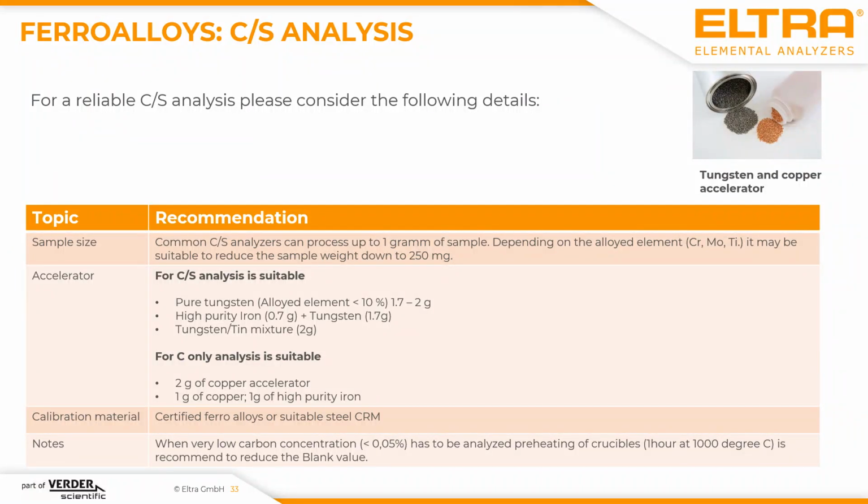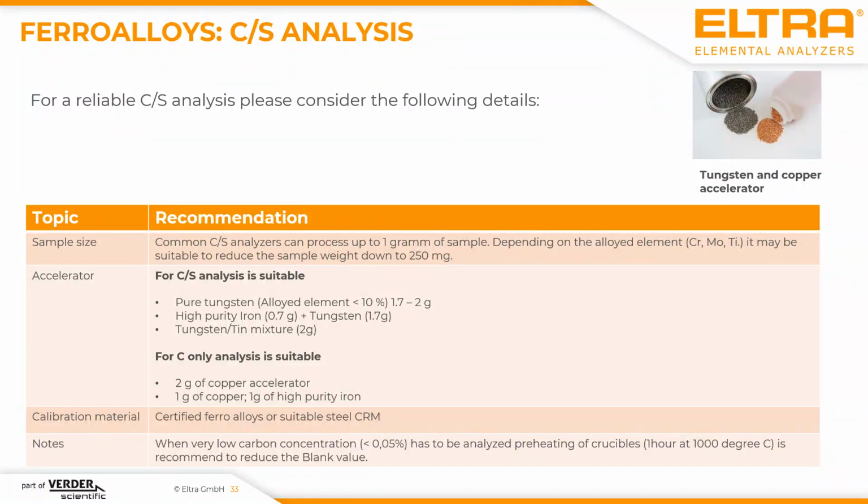A fine accelerator, which is suitable also for every ferroalloy, is the tungsten tin mixture, which here is called at ELTRA cell. This accelerator can be used for the analysis of nearly every ferroalloy, but the disadvantage is that it produces a lot of dust.